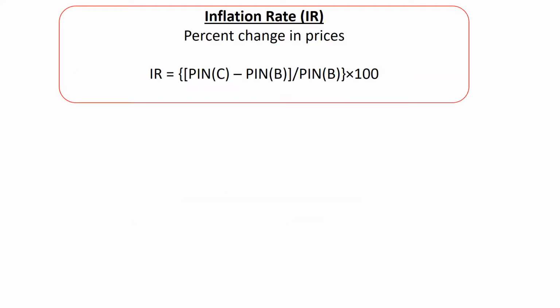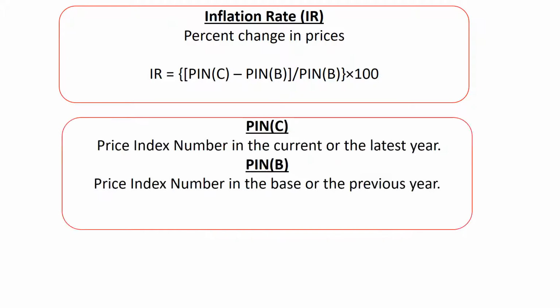Another term you must have heard is inflation rate. An inflation rate refers to percent change in prices, and this is how we measure it. Let's abbreviate inflation rate as IR, and this equals PIN C minus PIN B, or the difference between these two, divided by PIN B, and this whole expression times 100.